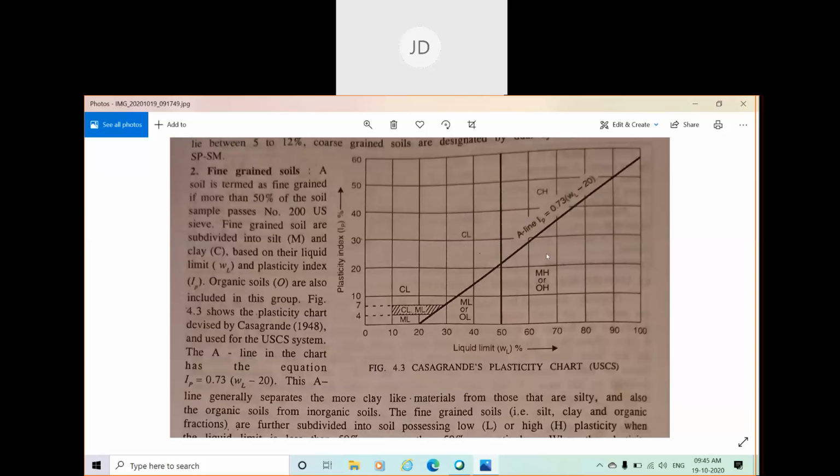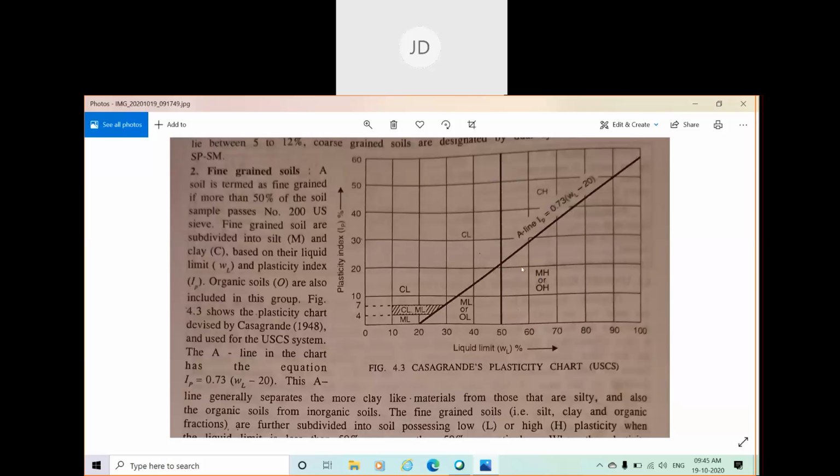Okay, so here you can see this L everywhere, L is at the second position. So L represents your low plasticity. Now on the right side, all are represented by H for high plasticity. So this vertical line divides the low plastic zone from the high plastic zone.